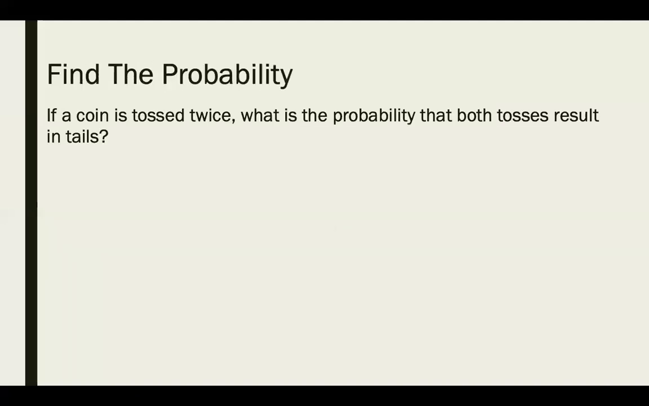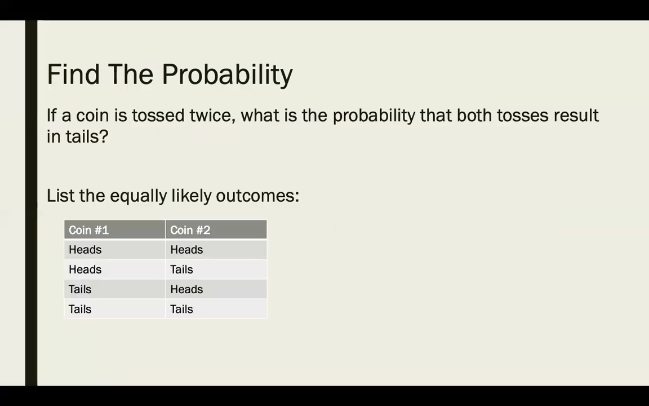Okay, we toss a coin 2 times. What's the probability that both times we get tails? So we want to think about what are all of the possibilities. Well, we flip the coin and we get heads, and then we flip the coin and we get heads again. We get a heads and then a tails. We get a tails and then a heads. Or lastly, we get a tails and then a tails. So in this case, there's 4 equally likely outcomes, 1, 2, 3, 4, and one of them results in both being tails.